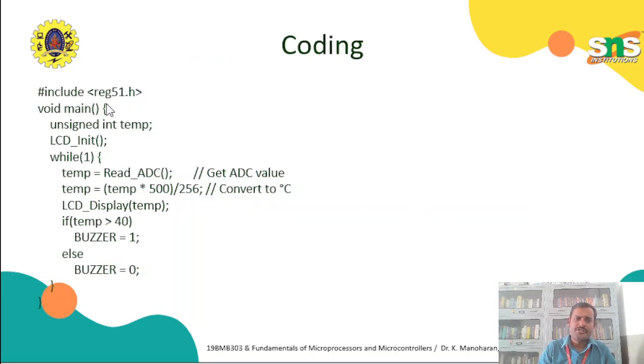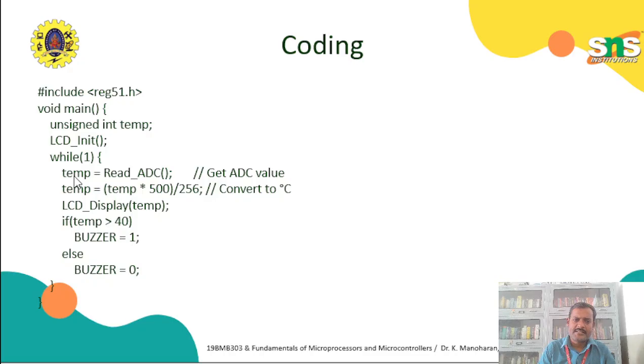Look at the coding part. I am going to include the reg51.h header file because we are going to use an 8051. Then the main program, void main. I'm taking an unsigned integer temperature. First I'm calling the LCD initialization function. This is to be done only one time. That's why this is outside the while loop. Then while(1). Why are we putting while(1)? Because these things should be done repeatedly. While(1) means it is always true. That means whatever is inside this loop will be executed continuously.